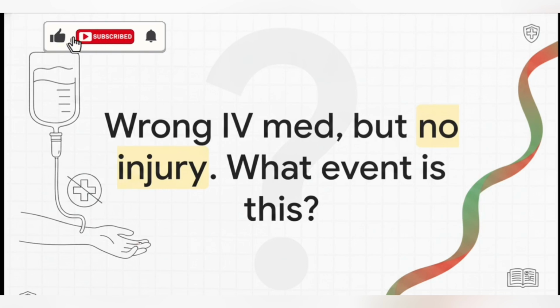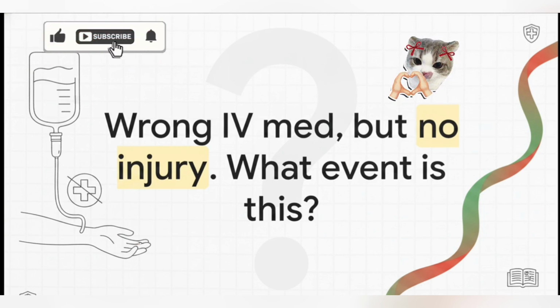So let me leave you with a quick scenario to test your understanding. मान लीजिए, a patient actually receives the wrong IV medication. The drug goes into their vein, so the event absolutely reached the patient. But fortunately, they have no allergic reaction, no injury whatsoever. Which specific safety event did you just witness? Is it a near miss or a no-harm event? Think about the definitions we literally just discussed. If the drug reached them but caused no injury, it's a no-harm event.